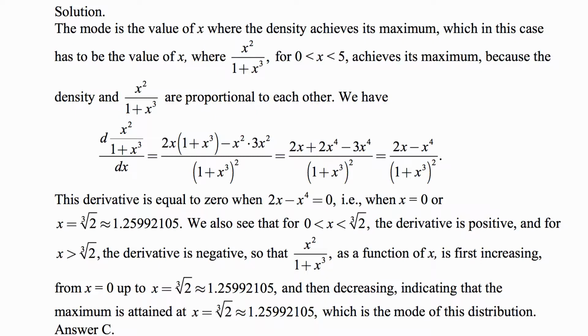And that means that if you go up and then you go down, the point where the derivative is 0, in this case, is the point where you have a maximum. So that point, the cube root of 2, the value of x, is the mode of the distribution, and cube root of 2 is approximately 1.26, and that's the mode of the distribution that we're looking for, and that's answer C.